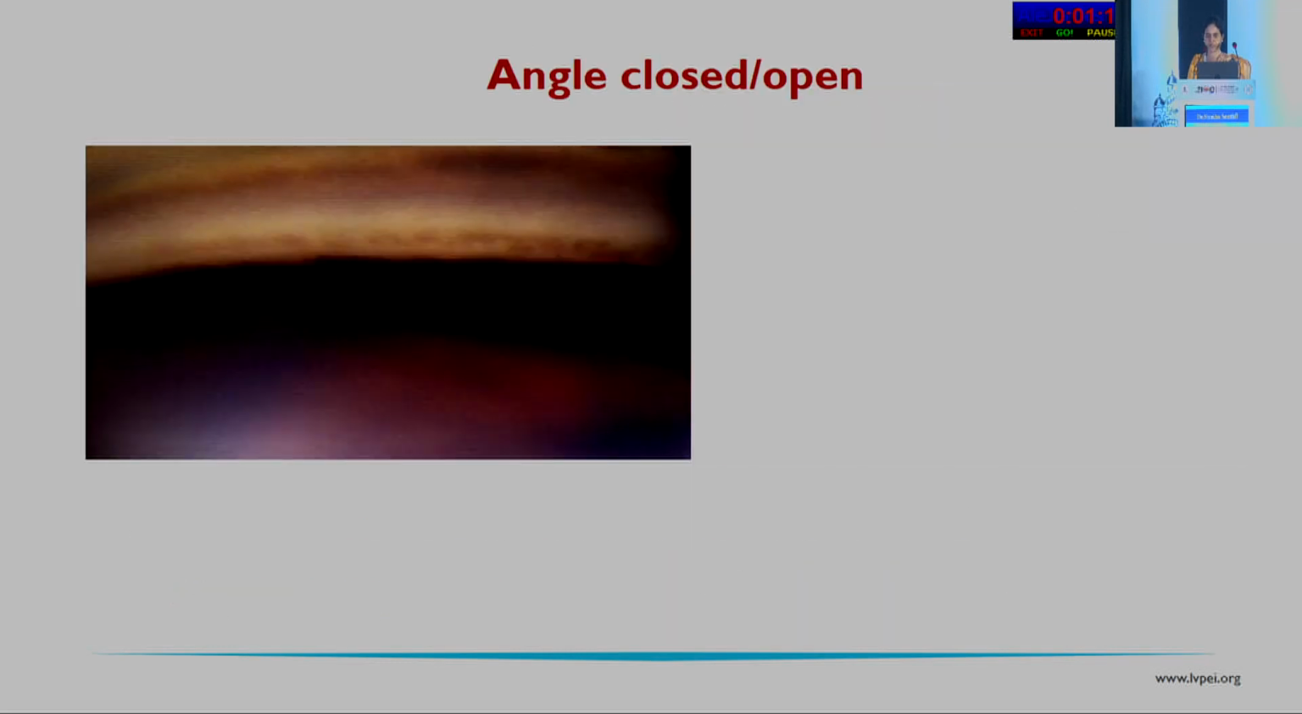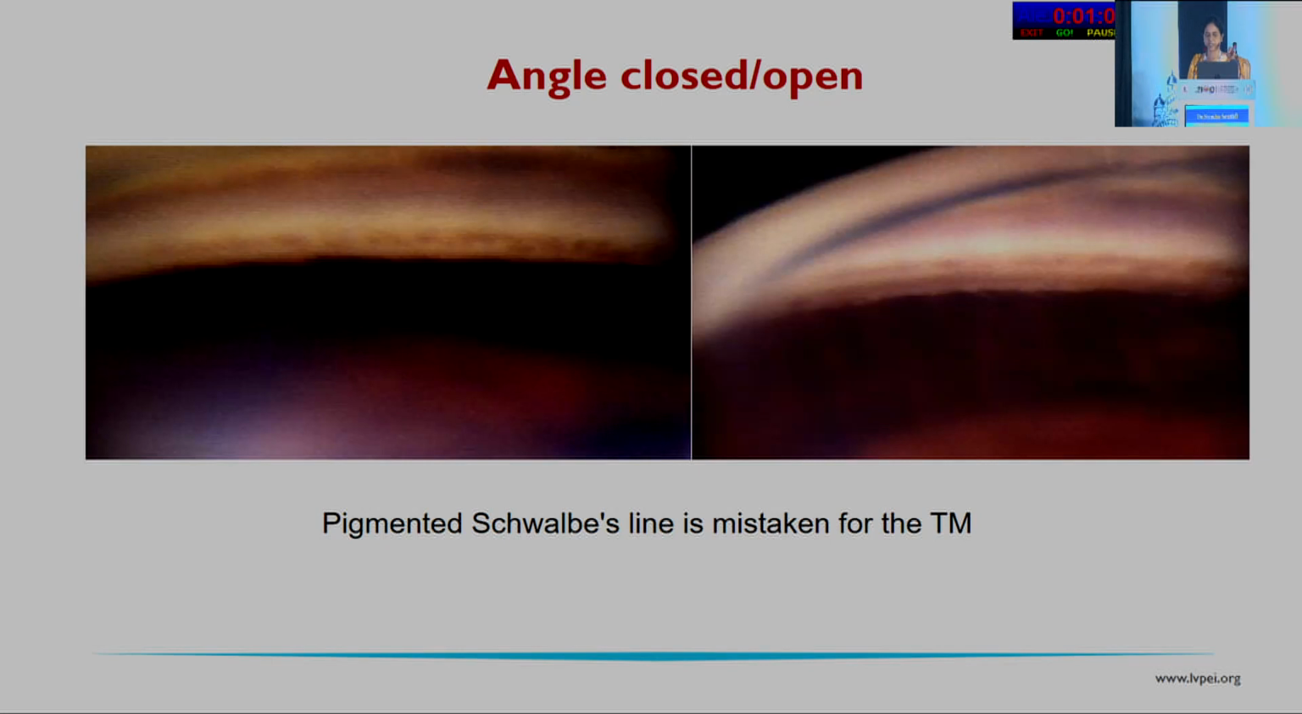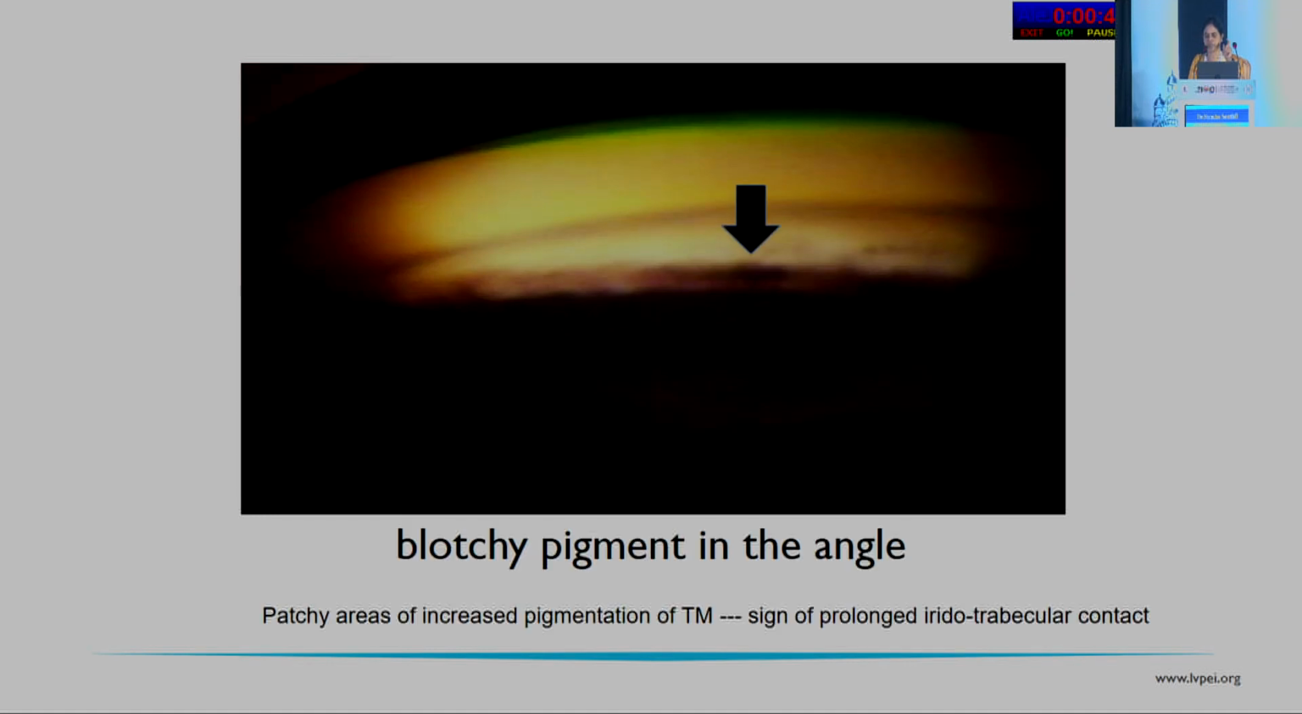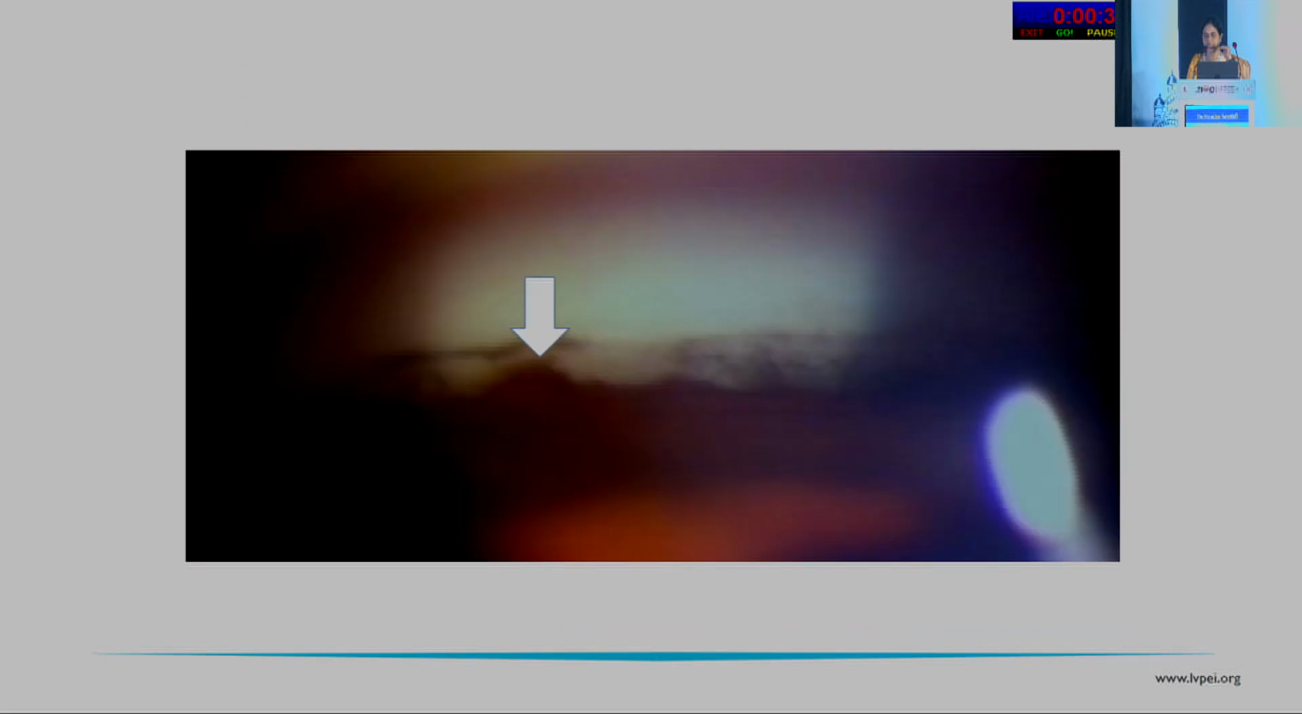Just to touch upon, sometimes you see pigmentation on the back of the cornea, like pigmentation of the Schwalbe's line, which may appear as if it is pigmented trabecular meshwork. But even then, if your anterior chamber is shallow, do an indentation and then you realize that you have another pigment line at the back, which tells you that what you were seeing was not an open angle. Blotchy pigments are isolated, patchy pigmentation of the trabecular meshwork. They are a sign of prolonged iridotrabecular contact, and that again is a sign of PAC, and that needs to be treated.